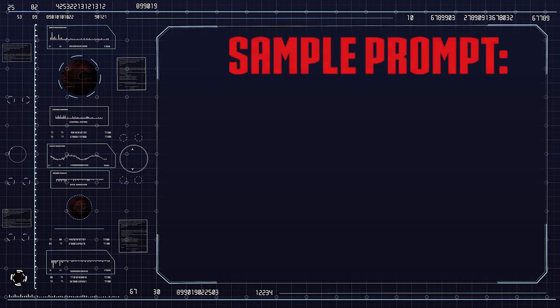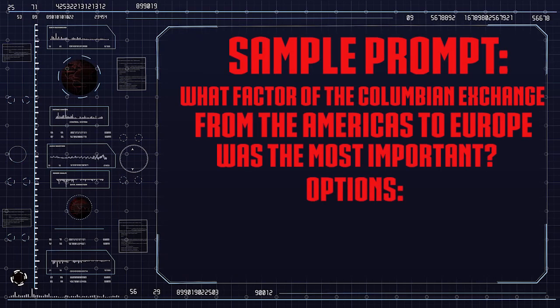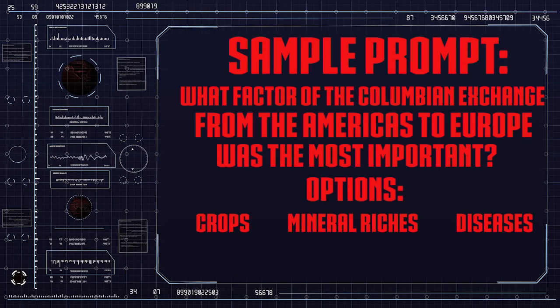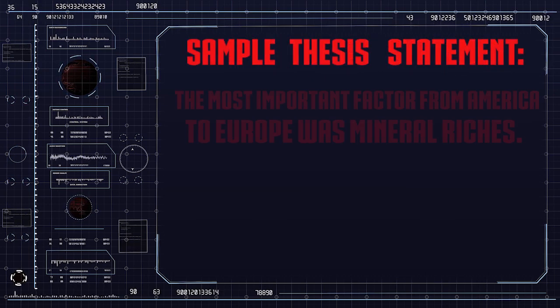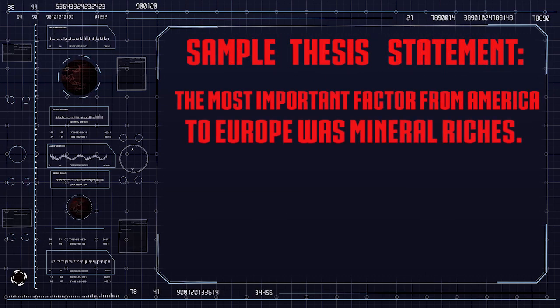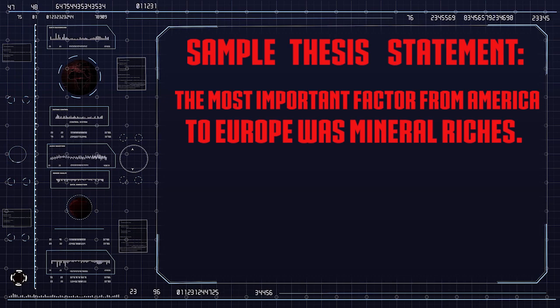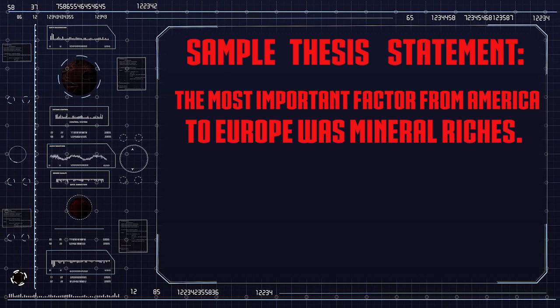Some helpful tips you can use in designing your thesis sentence include using superlatives like the most important factor or the biggest change. You can also include specific pieces of evidence in your thesis statement, such as the most important factor from America to Europe in the Columbian Exchange was precious minerals. In this single sentence, you are informing your reader on what you're going to write about. Our first component is online. Let's take a look at the next one.